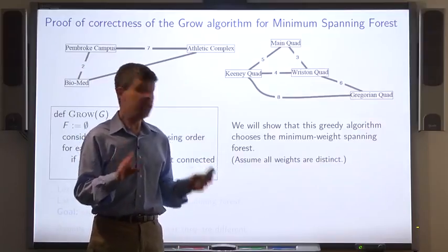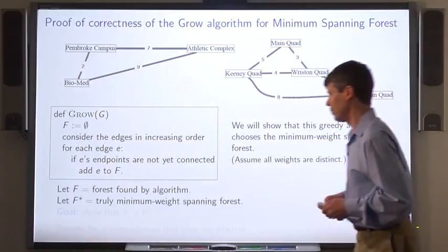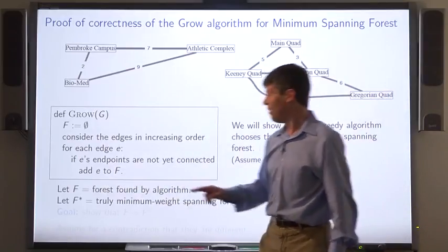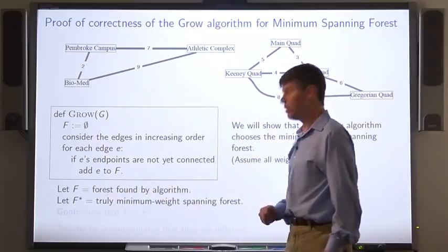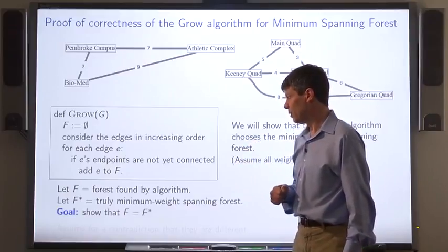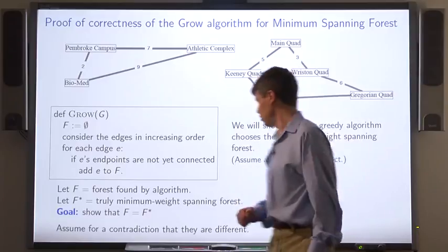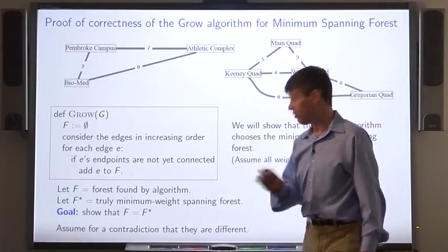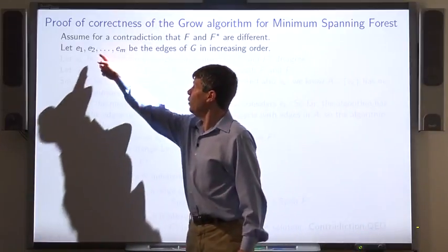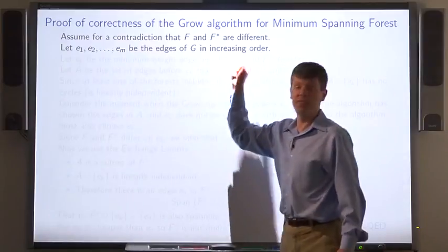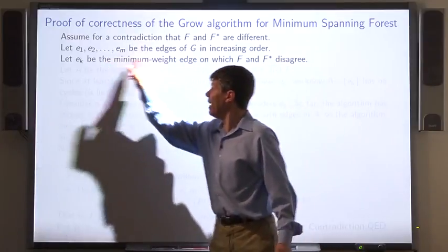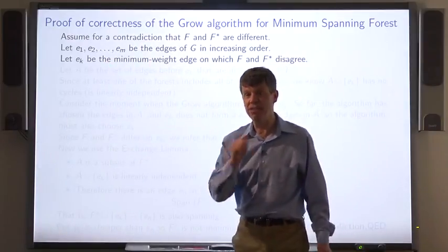We'll show that this greedy algorithm actually finds the minimum weight spanning forest. And let's assume for simplicity that all the weights are distinct. Here's how the proof goes. Let F be the forest found by the algorithm, and let F star be the truly minimum weight spanning forest. We want to show that F is equal to F star. To do that, we'll use proof by contradiction. We'll assume for a contradiction that they're different. Now, let E1, E2, and so on up to EM be the edges of G in increasing order of weight. Now, let EK be the minimum weight edge on which F and F star differ.